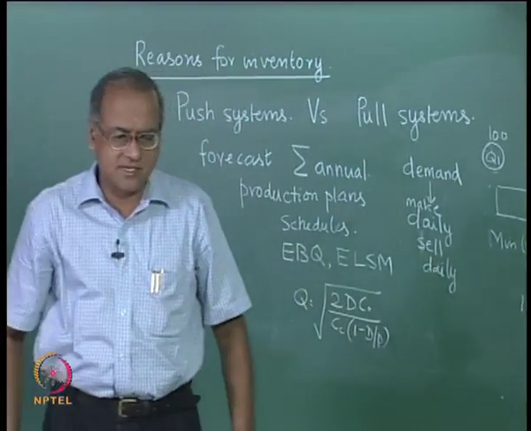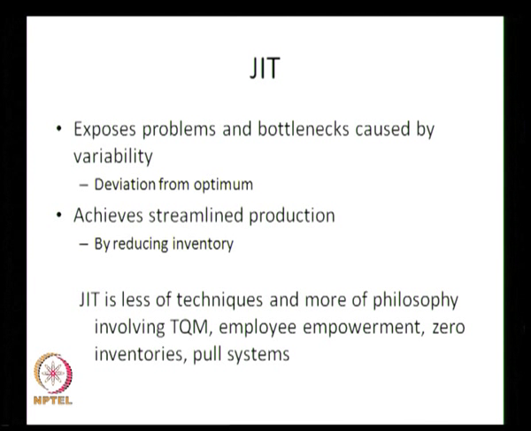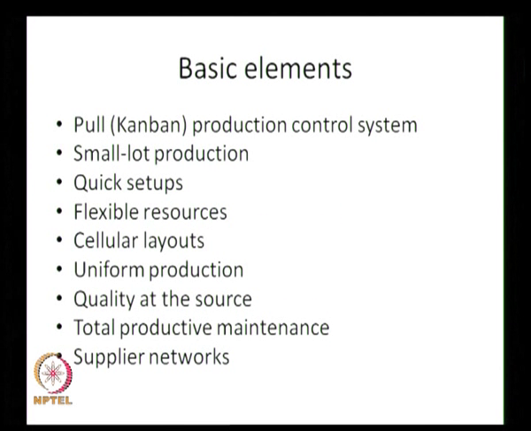So, some of these things such as 0 inventories, 0 defects and make daily, sell daily are all ideal situations for which the organization will always aspire to achieve. Now, we get into what are called the basic elements of a JIT system. So, a set of basic elements are listed here, starting with pull or Kanban controlled production system, small lot production, quick setups, flexible resources, cellular layouts, uniform production, quality at source, productive maintenance and supplier networks. Now, all these are seen as some of the basic elements to implement a just in time manufacturing system.